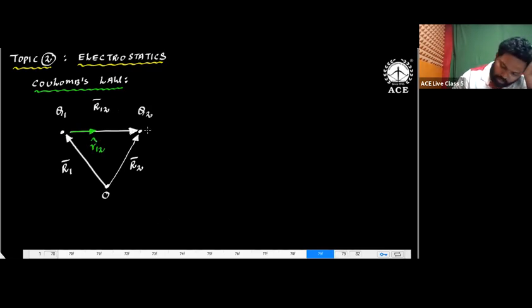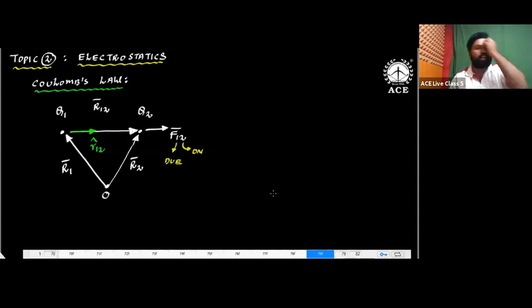What is the force acting on this one? The line joining the two points like this. Here it is F12. It is the force on the second charge due to the first charge. Suppose my charge is somewhere here, what would be the force on this one? The line joining the two points. This is the force direction. If my charge is somewhere here, the force on this one would be along the line joining the two points. Clear?